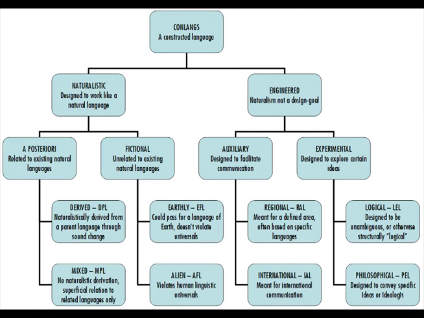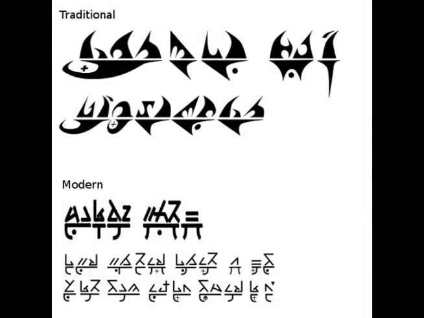Some say making an a posteriori language is easier because you have a starting point. However, I've always preferred a priori languages because of the freedom it gives me in what I can do with it. It's up to you what type of language you want to make, and whether you want it to be related to existing languages. But deciding these things is your first step to creating your first conlang.